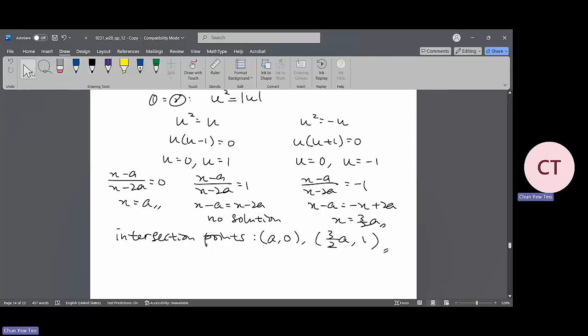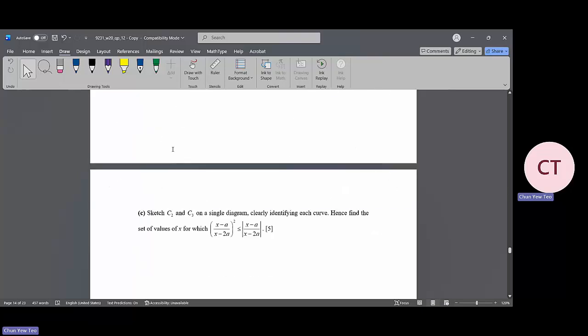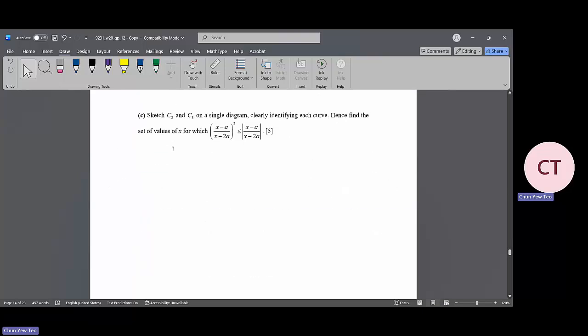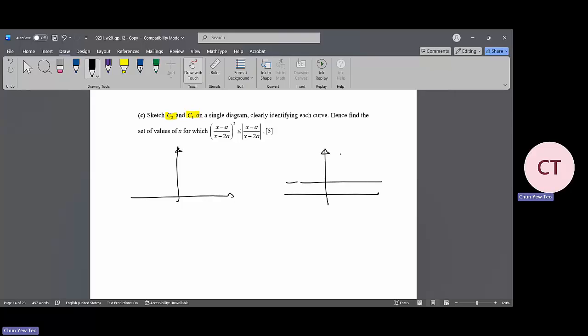Now, based on this information from 6b part 1 and part 2, we will proceed to part C. We want to sketch these 2 graphs, C2 and C3, together. Sketching C3 is easy. The C3 graph is based on part A. You can see the C3 graph will be like this.